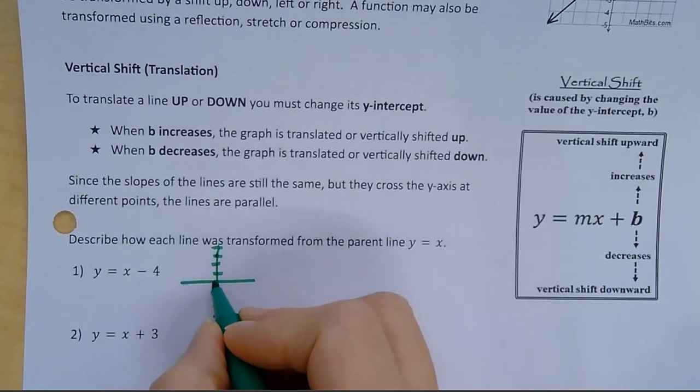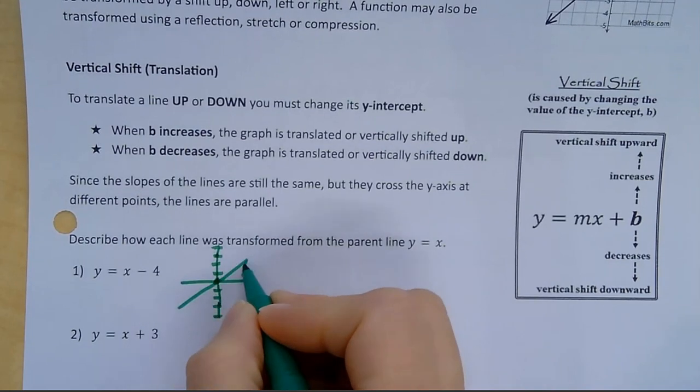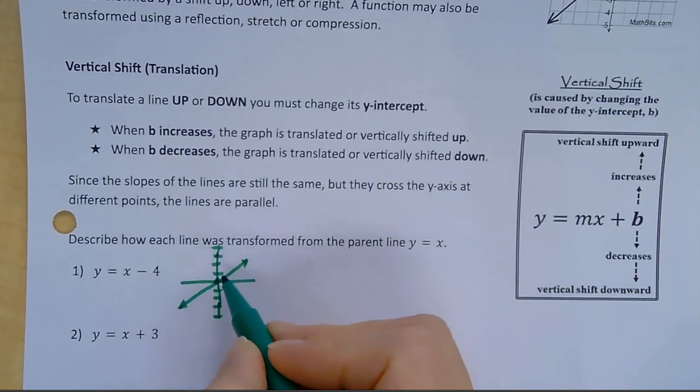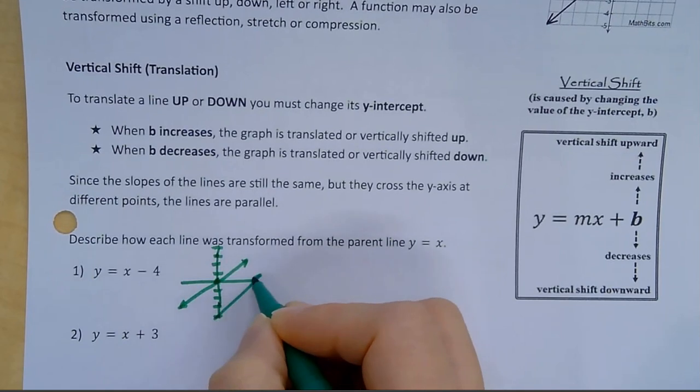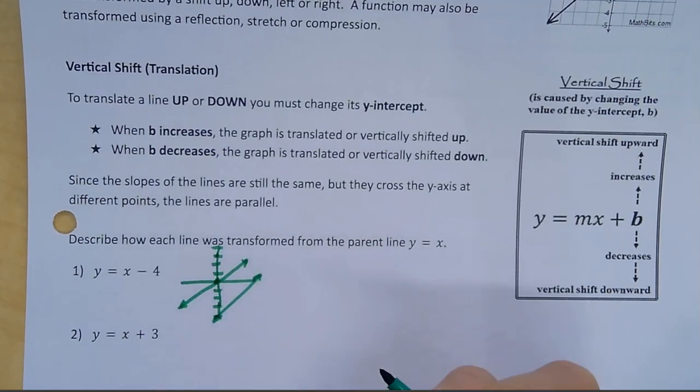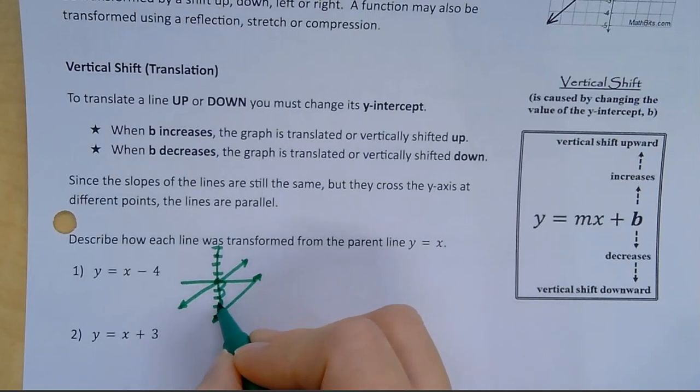Okay, so if I started at y equals x, that's that line. And now if I have y equals x minus 4, that's my new line. Okay, they're going to be parallel, so they have the same exact slope. You can see that you went down 4.